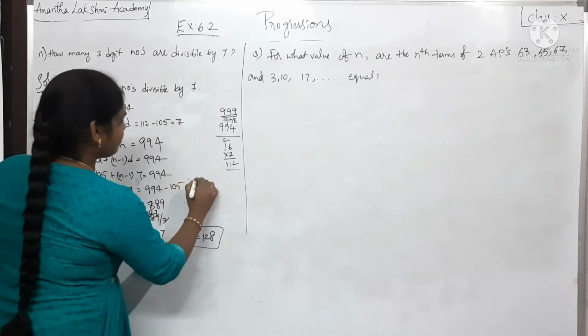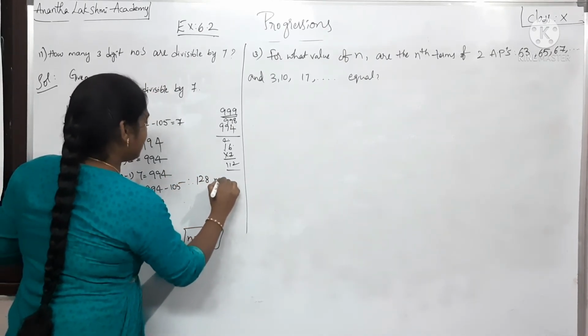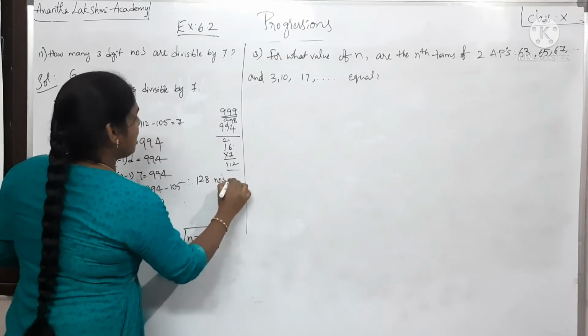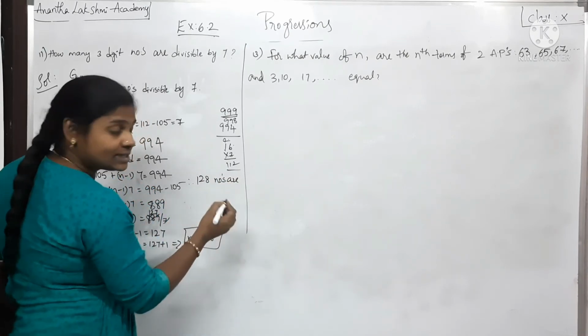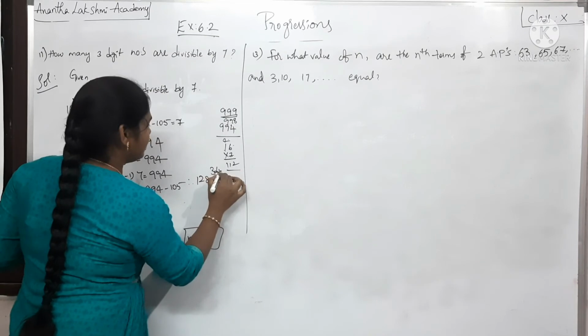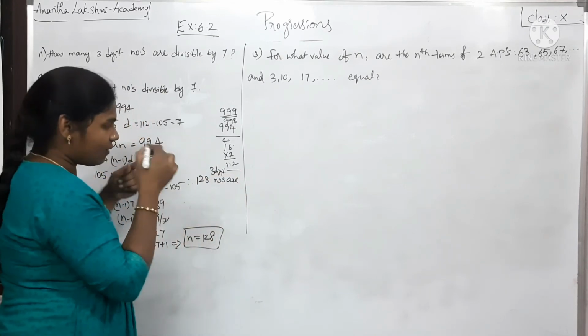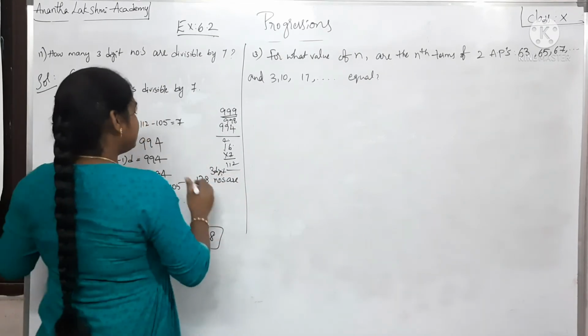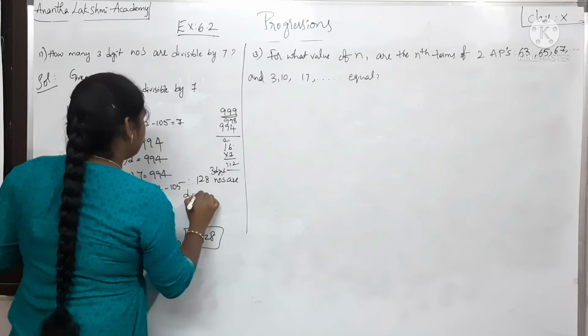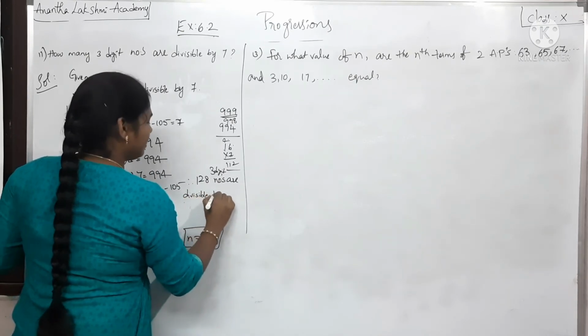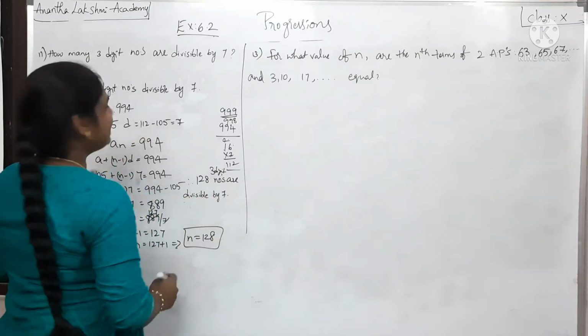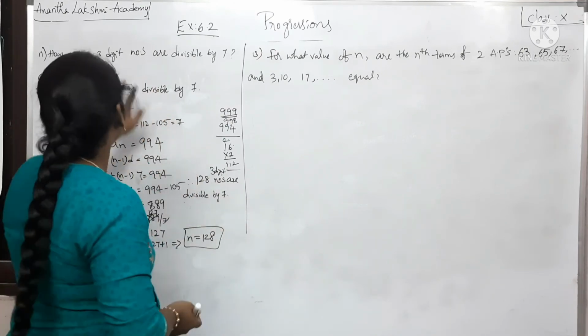Therefore, 128 numbers are, what numbers are these? Three-digit numbers. Please mention it. 128 three-digit numbers are divisible by 7. Alright, that's about problem number 11.